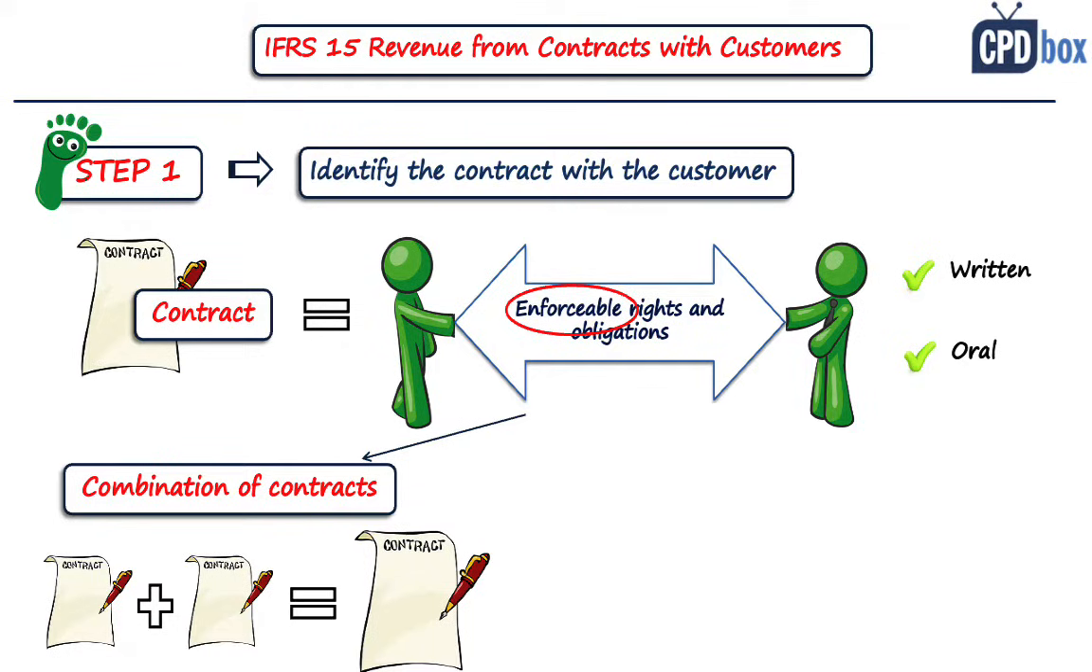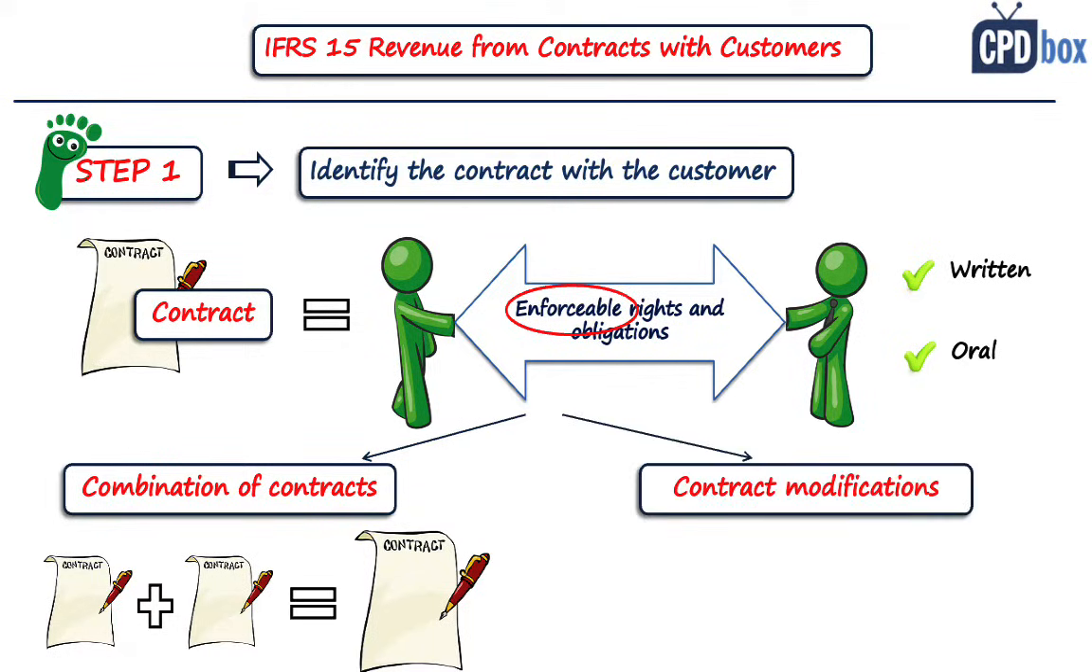Another complication with identifying the contract can be contract modifications. In other words, what happens if you modify, amend, or change existing contracts, either in its price or its scope or the things you need to deliver under the contract? IFRS 15 gives a good guidance on this one too.